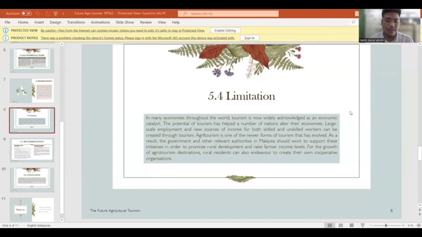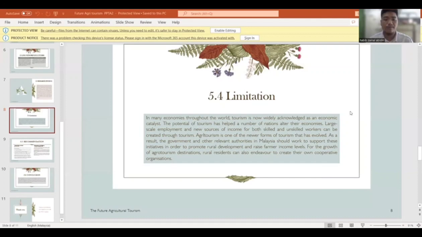Both rural and urban populations benefit from agrotourism. It has given rural residents an extra source of income and chances for their family members and young individuals living in remote areas. However, there are certain issues with how it is being developed. As a result, the government and other relevant authorities in Malaysia should work to support this initiative in order to promote rural development and raise farmer income levels.